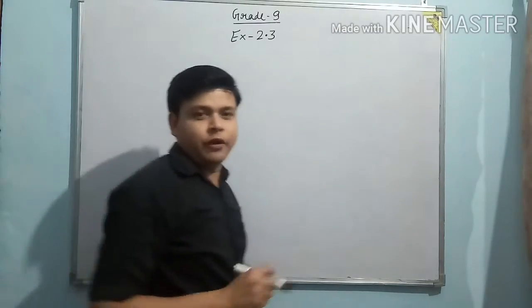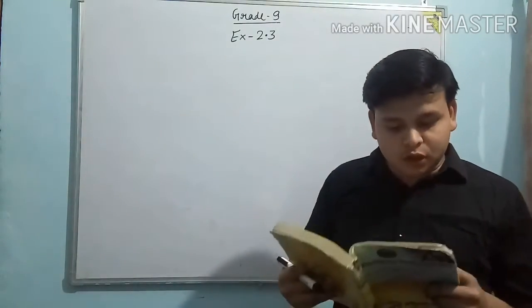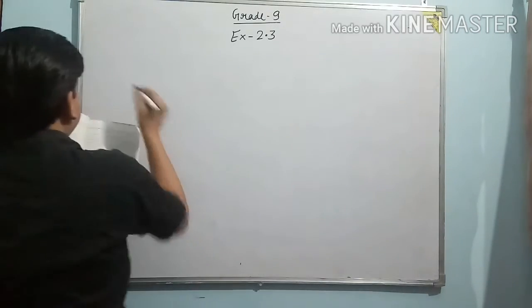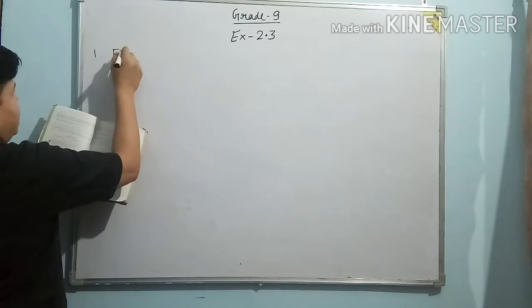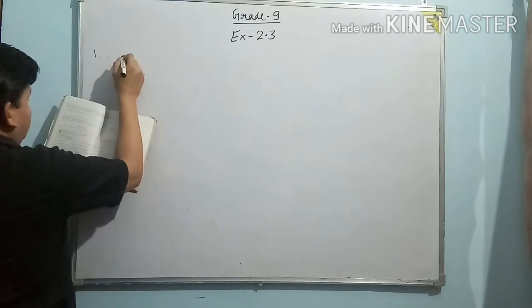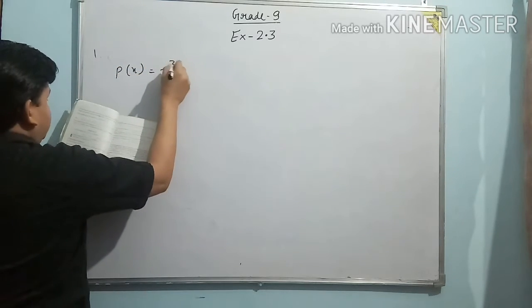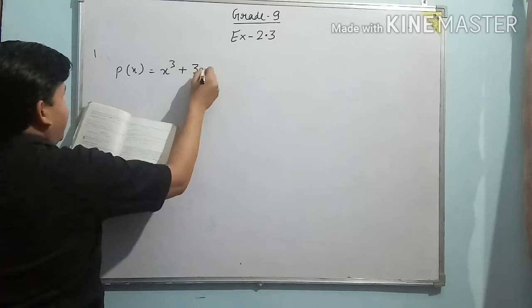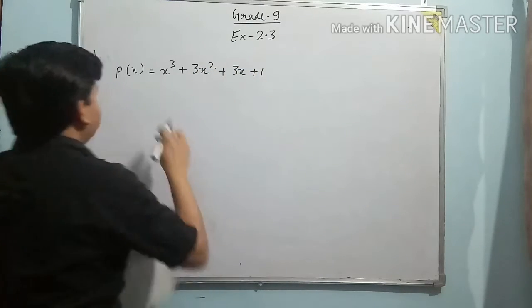Hello everyone. Today we are going to start exercise 2.3 of grade 9. So let's start with question number 1. This is find the remainder when, you all know the question, find the remainder when x cube. So I am writing the given polynomial as x cube plus 3x square plus 3x plus 1.